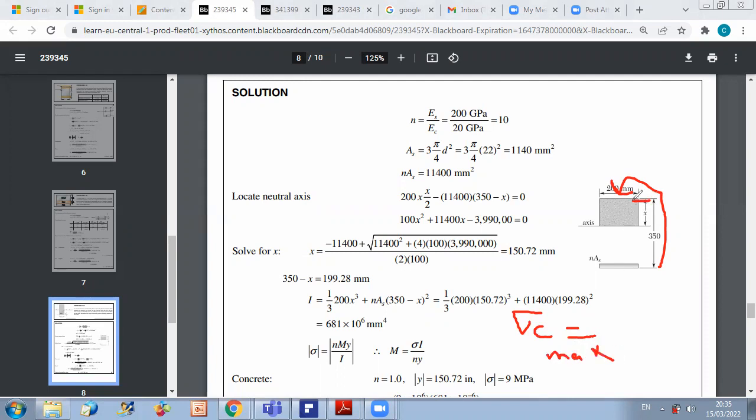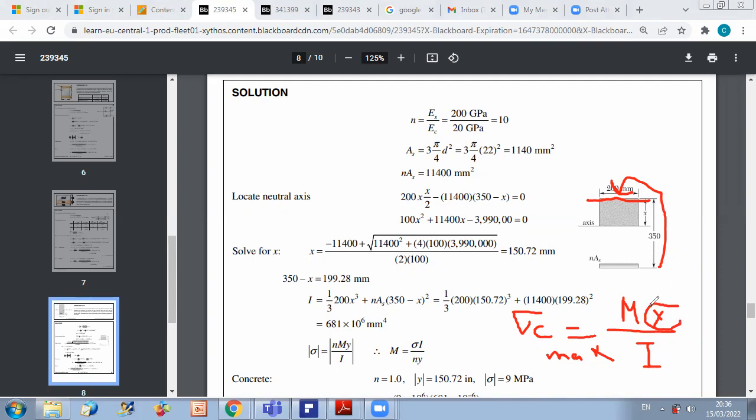So at a distance of x from the neutral axis, and n is 1, so I don't need to multiply by anything because my reference material is concrete. So I just say it's m times x over the inertia of the modified section. Okay, the x value was already determined, but just pay attention to the unit.